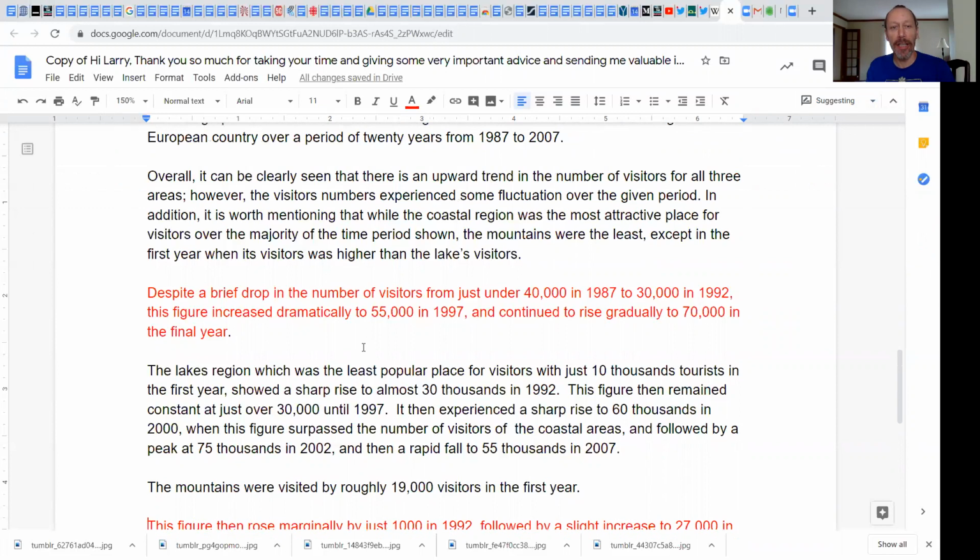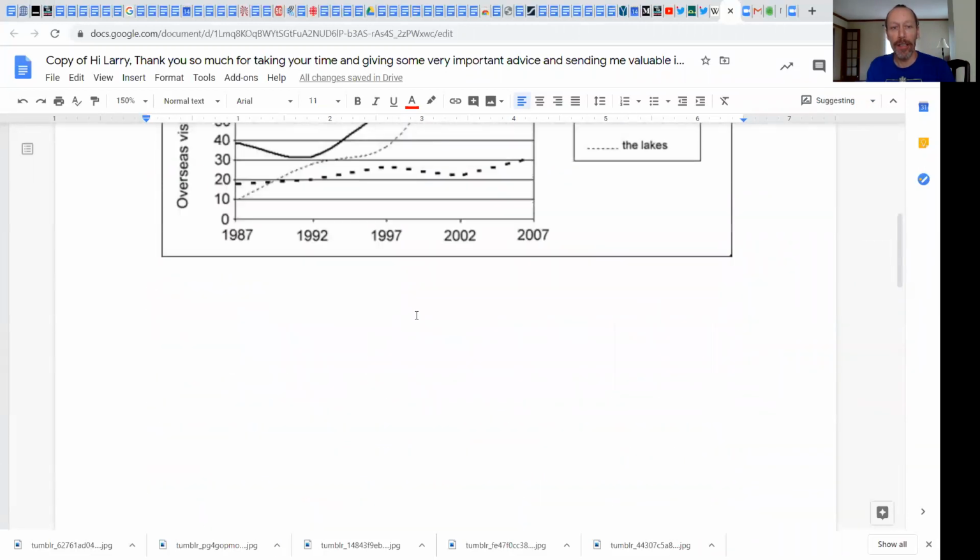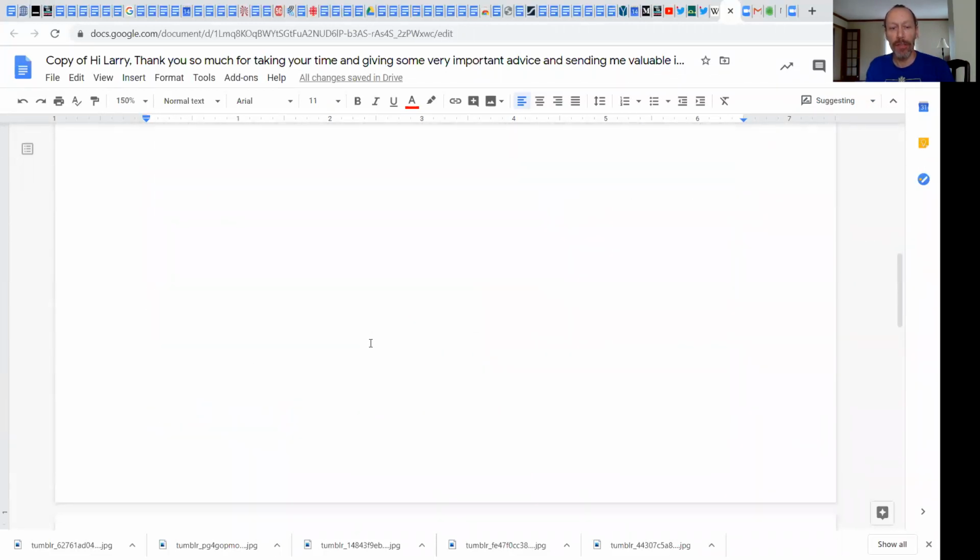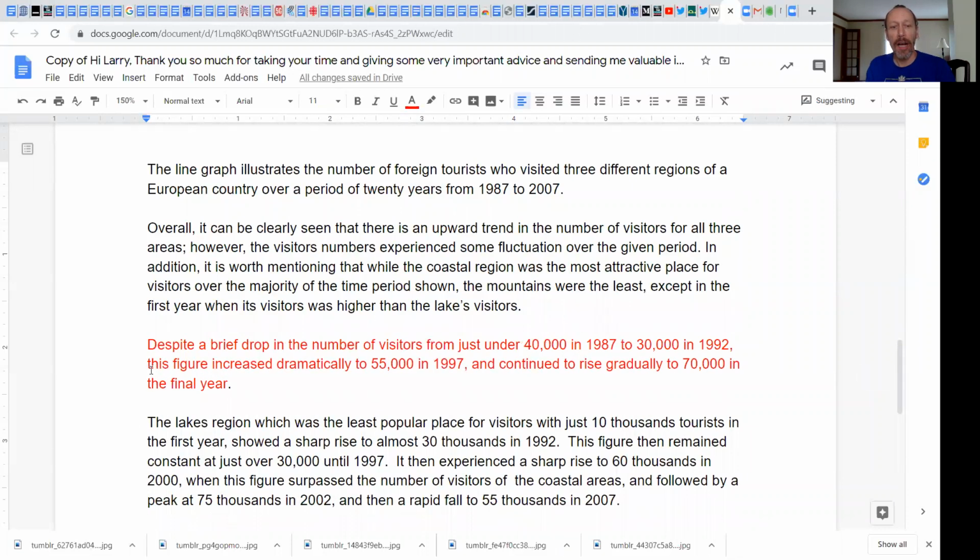This is describing the solid line, the number of tourists who went to the coast. So I'm not going to worry about the ideas. I'm just going to look at the grammar and the sentence structure, okay? Despite a brief drop in the number of visitors from just under 40,000 in 1987 to 30,000 in 1992, this figure increased dramatically to 55,000 in 1997 and continued to rise gradually to 70,000 in the final year.